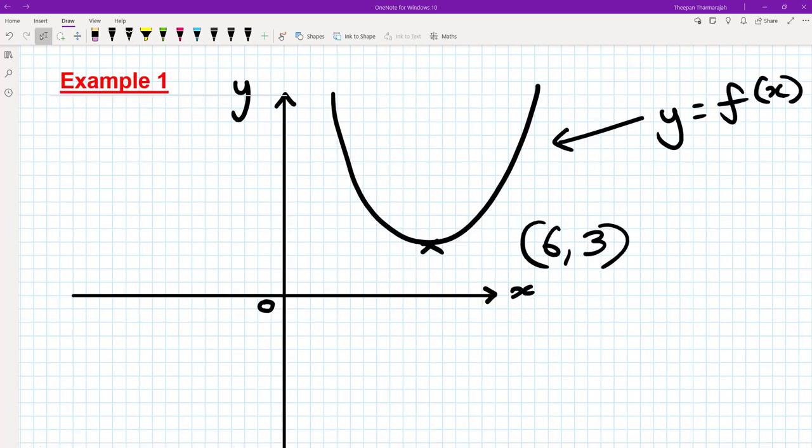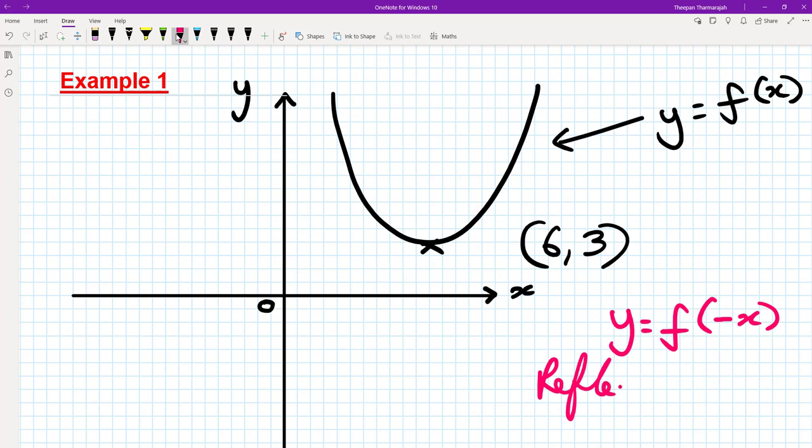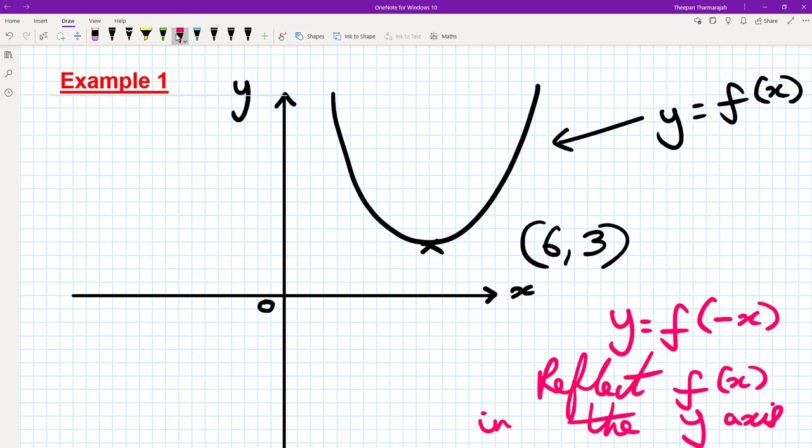In this next example, I'm going to show you how to draw the graph of y equals f of minus x, when minus x is in the bracket. The rule for this is that we reflect f(x), or the original graph, this time in the y-axis. Don't forget, this graph is a sketch, it hasn't been drawn to scale.